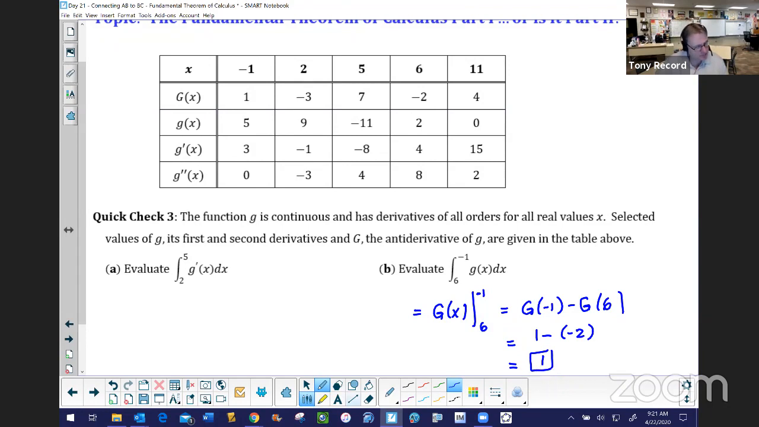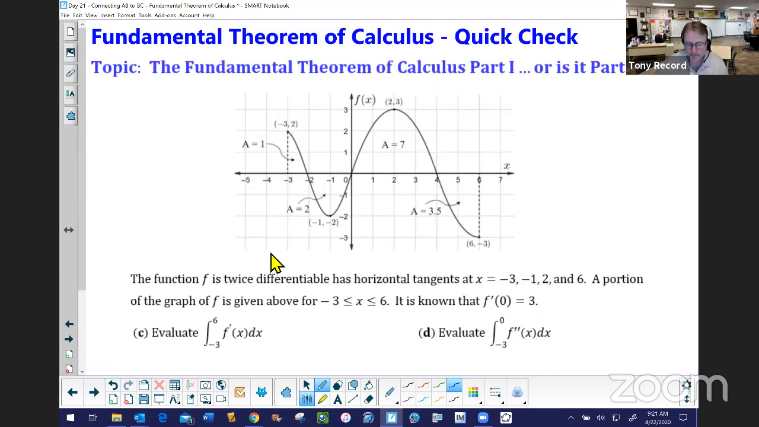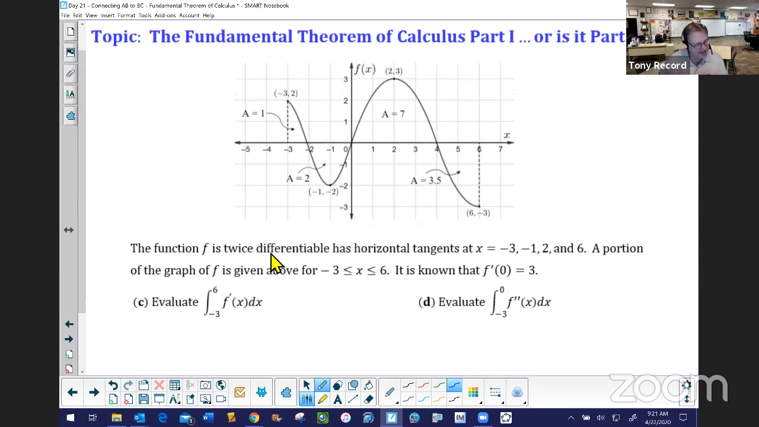All right, I'm going to move on to quick check 3, part D at this stage, I believe. And we have a slightly different stem. The idea is still FTC, part 1, part 2, which is it? And we have the function f twice differentiable with horizontal tangents at x equal -3, -1, 2, and 6. A portion of the graph of f is given above on the interval -3 to 6, and it is known that f prime of 0 is equal to 3.